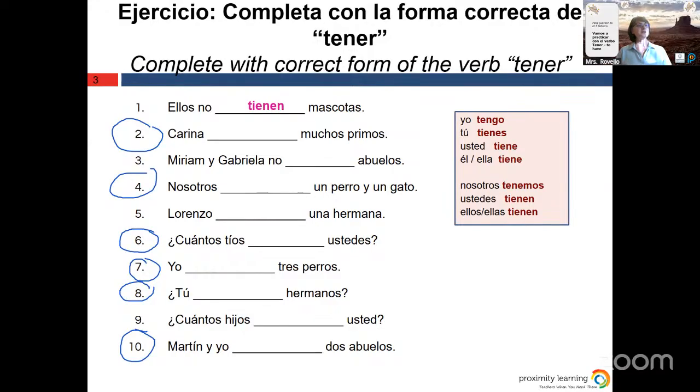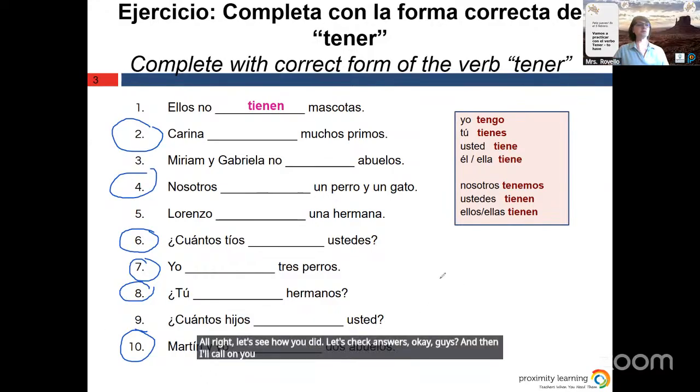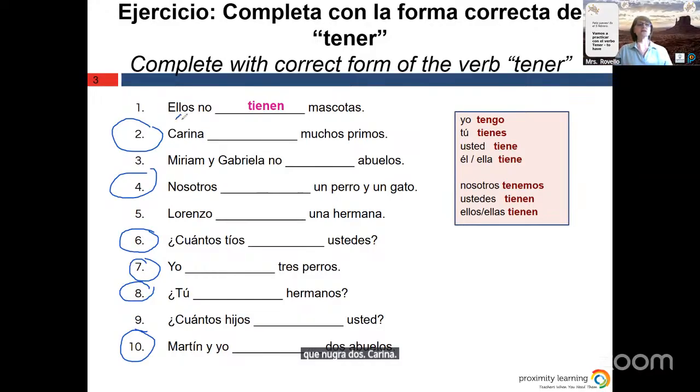All right, let's see how you did. Let's check answers, okay, guys? And then I'll call on you. So beware. Okay, número dos. Karina is the same as saying ella, right? It's singular. Remember, you guys, singulars on the left or here on top, plurals on the right or on the bottom.